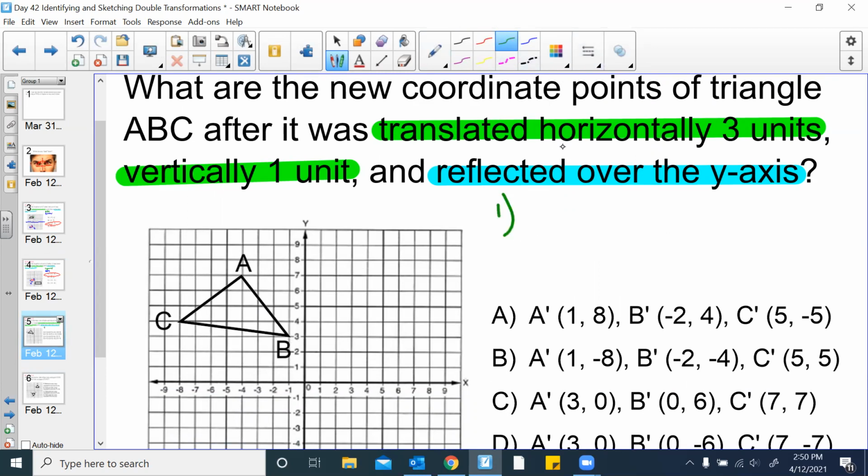So step number 1, first I go horizontally 3. So horizontal is left to right, it's positive, so it's right. And vertically, which is up and down, and it's +1, so it's up. And then I'm going to reflect over my y-axis.